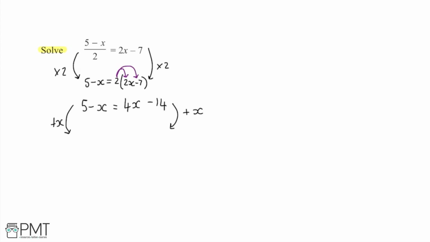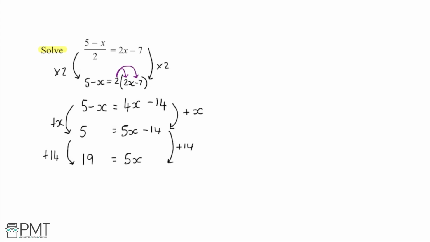remembering that I have to do the same thing to both sides at all times, and that gives me 5 minus x plus x, so just 5 is equal to 4x minus 14 plus x, which gives me 5x minus 14. And now to take all of the numbers to one side and keep the x's on the other, I can add 14 to both sides, as I have this negative 14 here. So 5 plus 14 gives me 19 is equal to 5x.